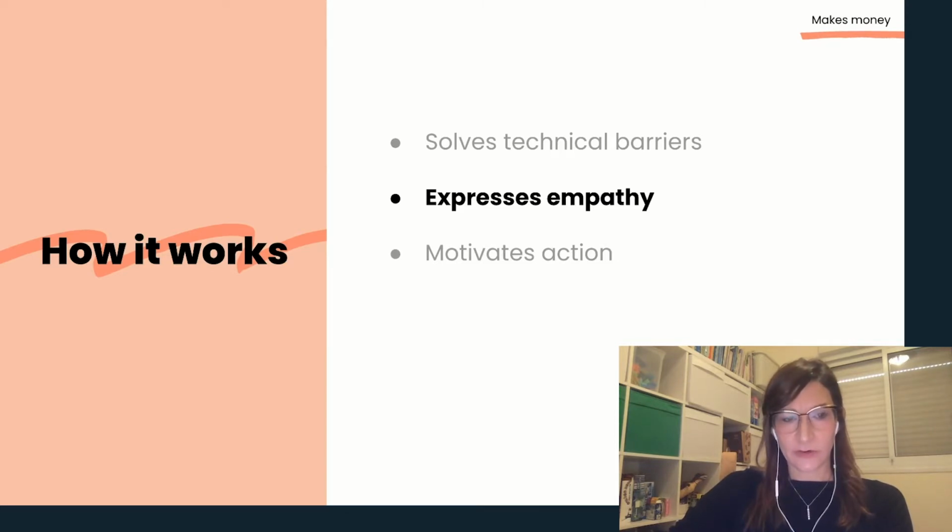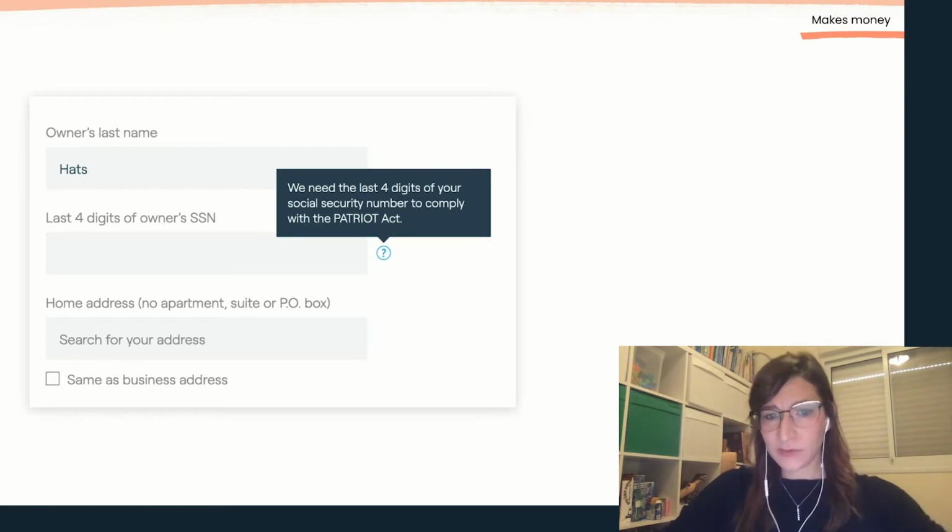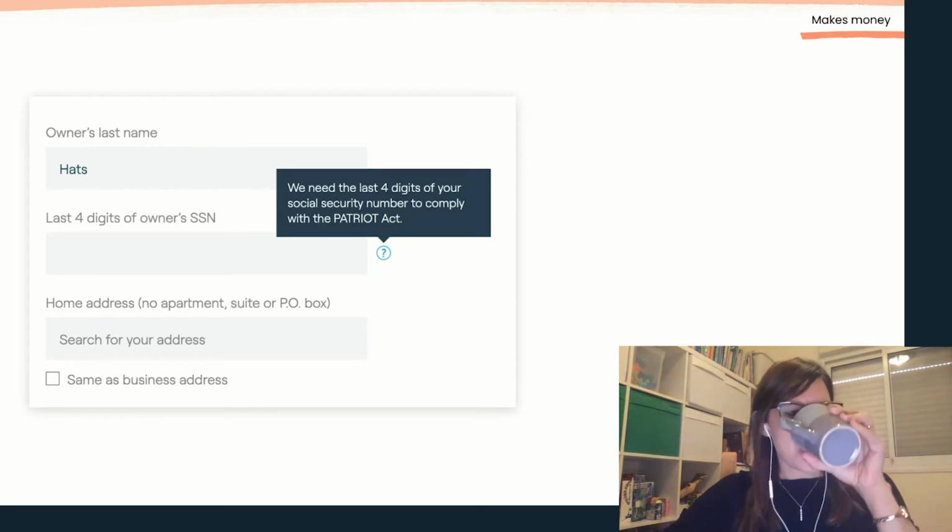Another way the microcopy can solve, can just make the product work and get those users to the point where they're benefiting the company financially is by expressing empathy. So here's a situation, again, we're in our application process, and if the users can't get through the application, they can't get approved, they can't draw funds, they can't repay them, and our company will probably not reach its business goals.